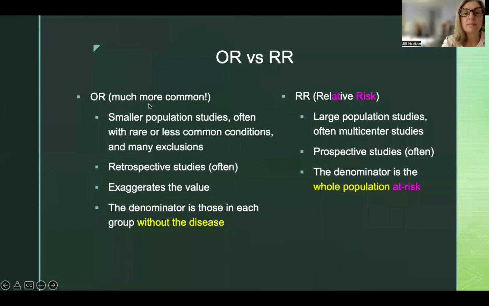In some ways, the odds ratio is the default that you use, and it's much more common. It's often used in smaller populations with rare, less common conditions and many exclusions. It's often used in retrospective studies, not always, but often. It exaggerates the value, as we saw. The denominator is those in each group without the disease. The relative risk is used in large population studies, often multi-center studies. They are often prospective studies, again, not always, but often. And the denominator is the whole population at risk.